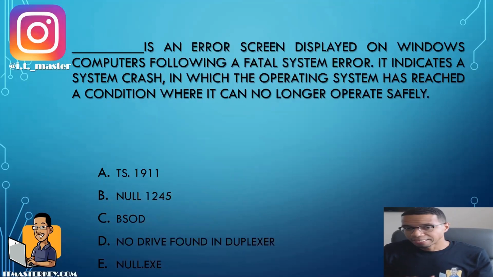Blank is an error screen displayed on Windows computers following a fatal system error. It indicates a system crash in which the operating system has reached a condition where it can no longer operate safely. So if you guys have ever got a blue screen with a bunch of numbers on it and a bunch of weird stuff, that would be called the blue screen of death, or BSOD.